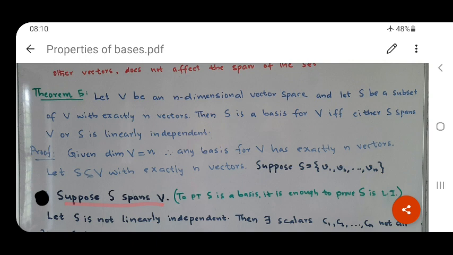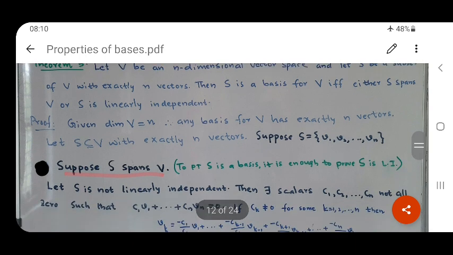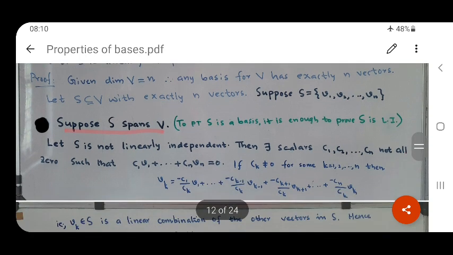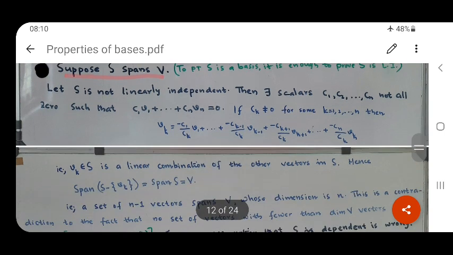So let us assume S subset of V has exactly n vectors. Suppose S is equal to V1, V2, etc. Vn. So suppose S spans V. Then we will prove that it's a basis. For that, it is enough to prove that it is linearly independent. So we see what happens if S is not linearly independent. If it is not linearly independent, there are scalars C1 etc. Cn not all 0 such that C1 V1 plus etc. plus Cn Vn equal to 0. So suppose Ck is different from 0. Then Vk is a linear combination of the other vectors in S.